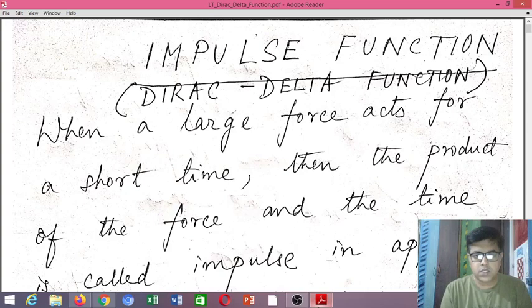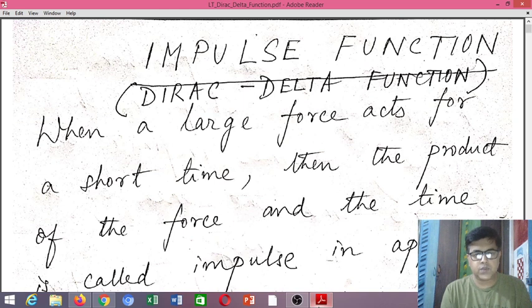Good morning, students. So in the last class we have completed the discussion on the Laplace transform of unit impulse function. Today in today's class we'll be discussing the Laplace transform of the Dirac-Delta function, also known by the name impulse function, and also the Laplace transform of some special functions.